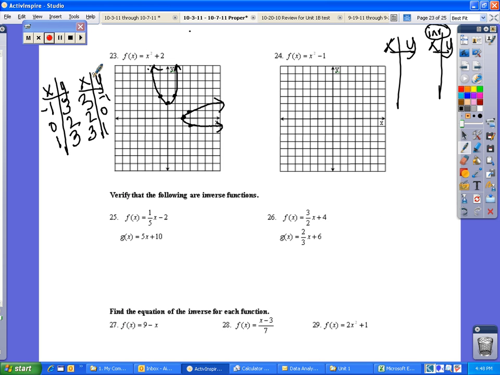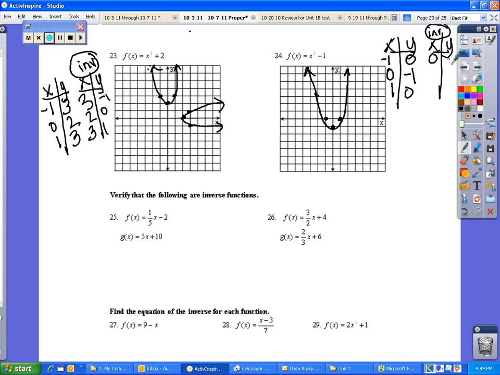Okay, there we go. This is your inverse here. Again, I'm just going to pick negative 1, 0, and 1. So when x is negative 1, that's 1 minus 1, which is 0. So negative 1, 0, 0, negative 1, and 1, 0. So you can see again, you're going to get that parabola.